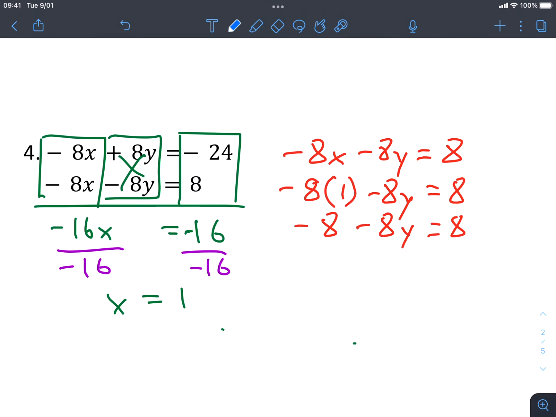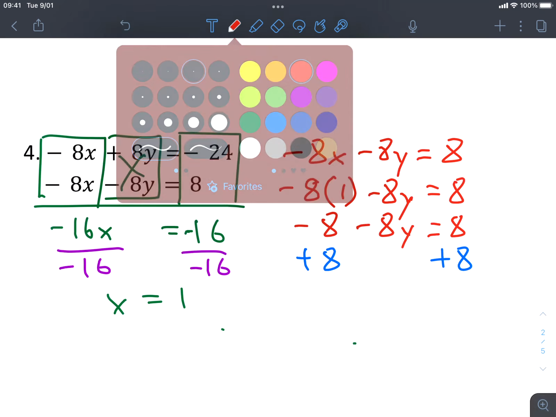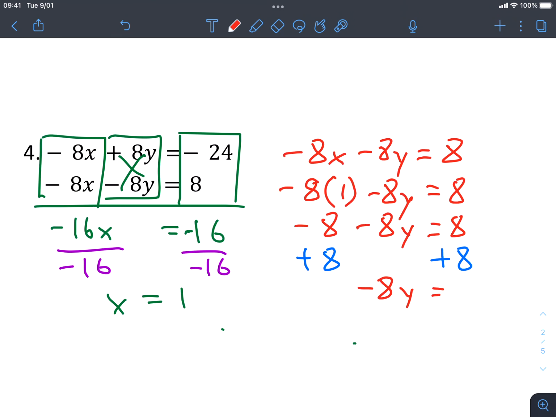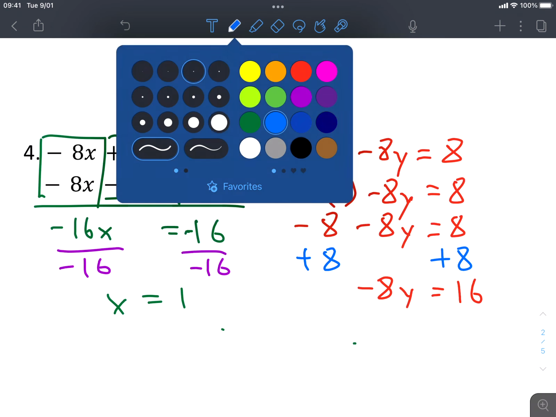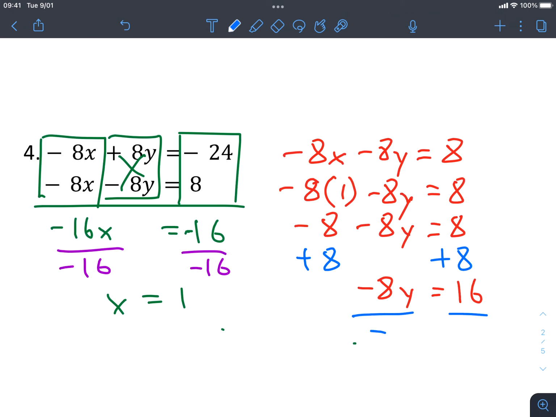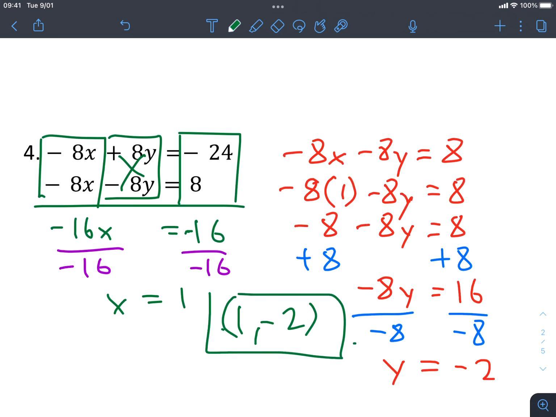I need to get rid of that negative 8, so I'm going to add 8 to both sides. So then I get negative 8y is equal to 16. I then need to divide by negative 8 on both sides. And y is equal to negative 2. So my final point that I need is 1, negative 2. Okay? And that is part 1 of elimination.